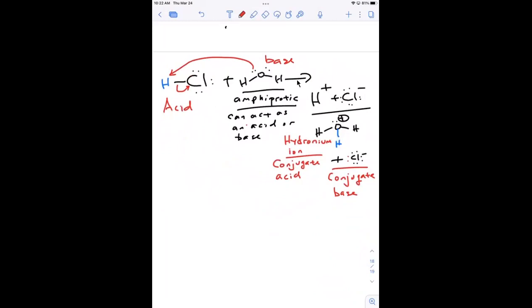So the conjugate acid is basically the base after it has pulled off H plus. So after it has accepted H plus, it becomes the conjugate acid. The acid, after it donates H plus, becomes the conjugate base.